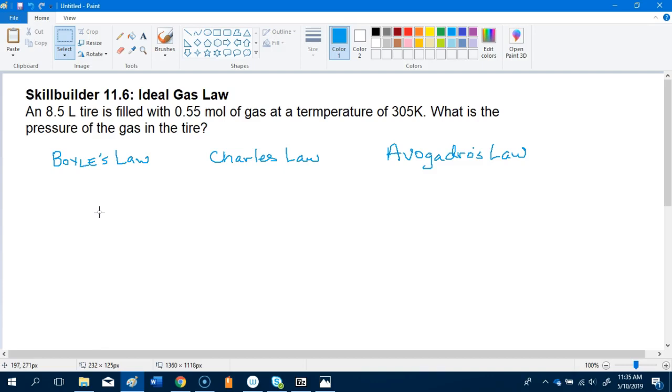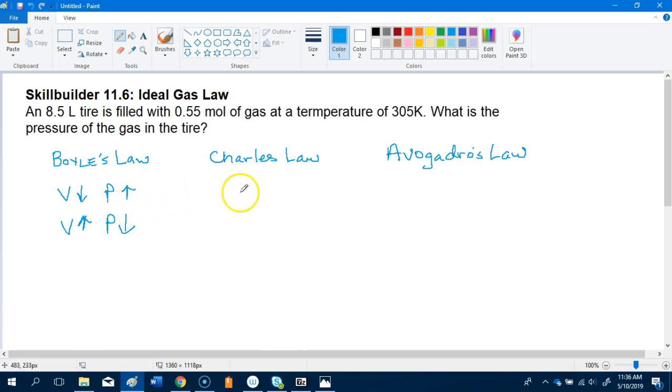In this video we're looking at Skill Builder 11.6, which is the application of the ideal gas law. Up until this point in the Skill Builders we've been looking at how pressure, temperature, and amount of gas affects the volume. In Boyle's law we saw that volume is affected by pressure. As pressure increases, volume decreases, and as pressure decreases, volume increases. This is an inversely proportional relationship between volume and pressure.